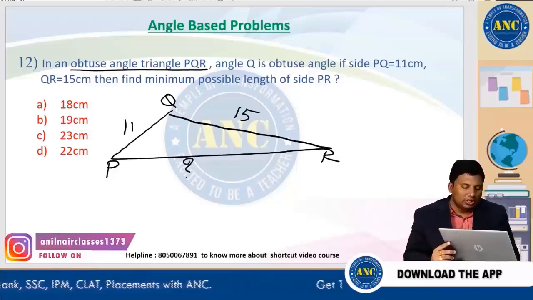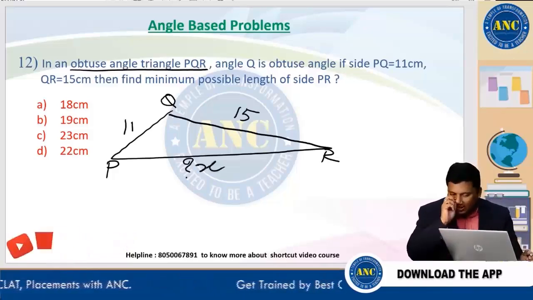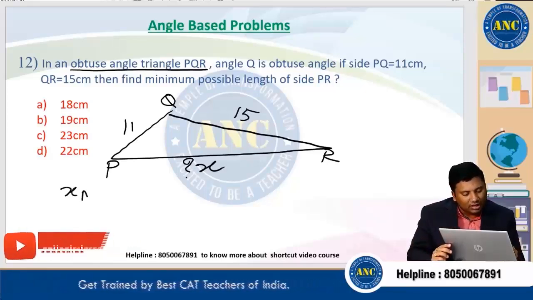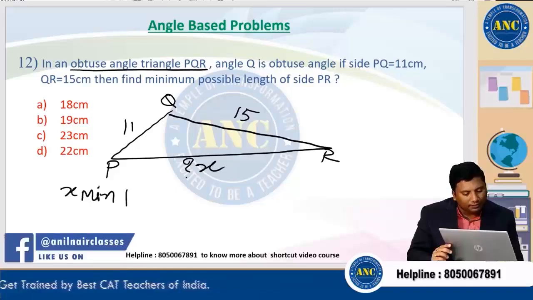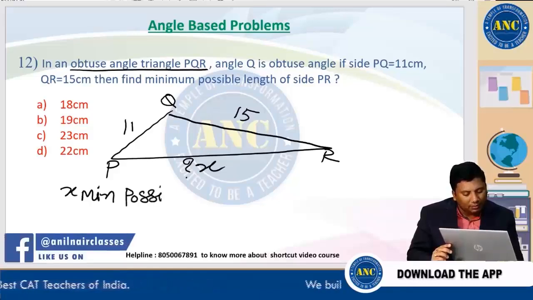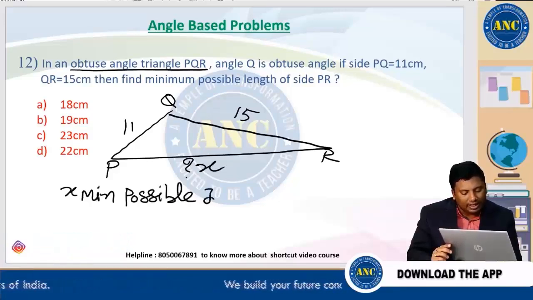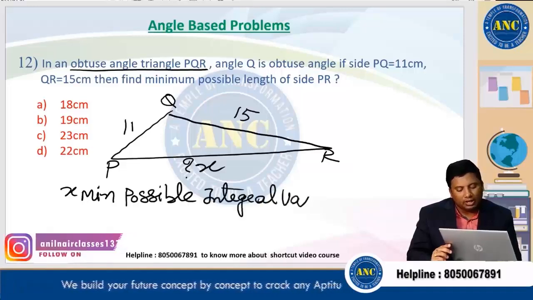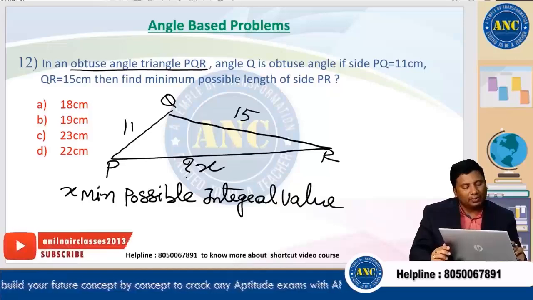You don't need these X. Now see here. How am I solving this question? He is asking what is the minimum possible integral length? What is the minimum possible integral value of the side PR?